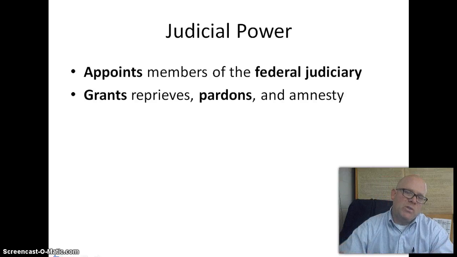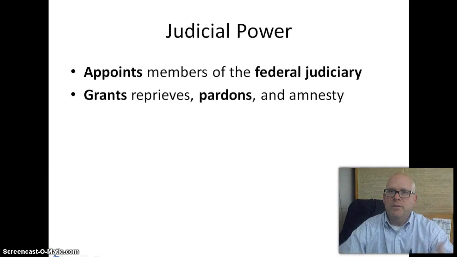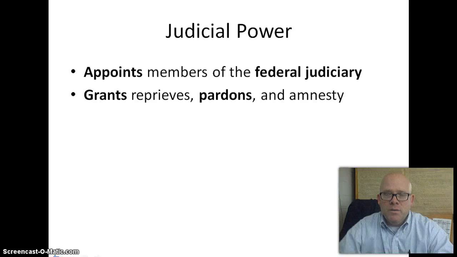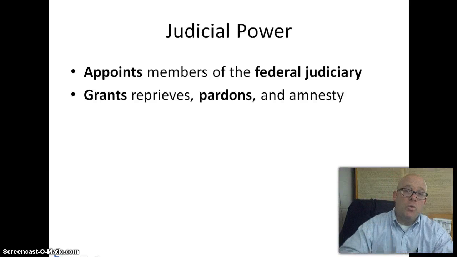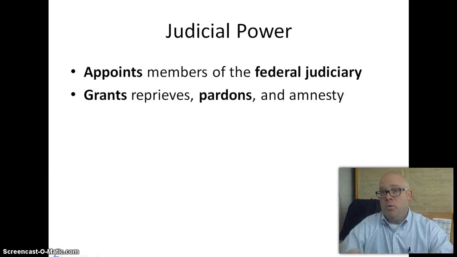Again, this goes all the way back to an English king, some of the inequities of the English legal system where the king can basically imprison people on a whim. This gives the president the authority to pardon whoever he would like if they commit a federal offense, a federal crime. He can lessen sentences. We're going to talk more about pardons in class also.